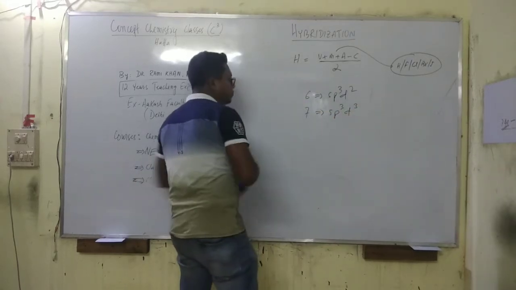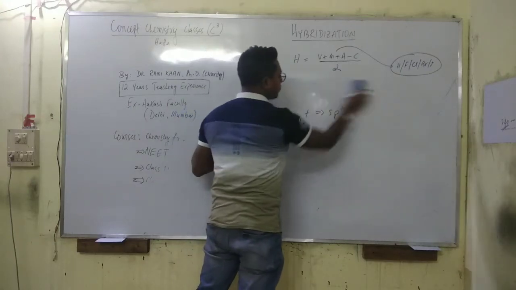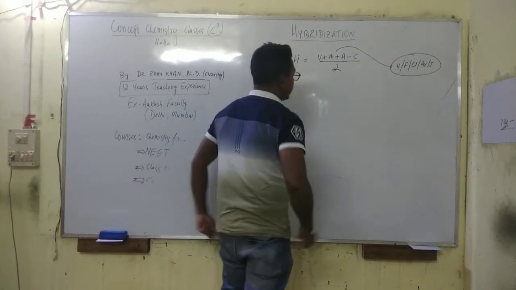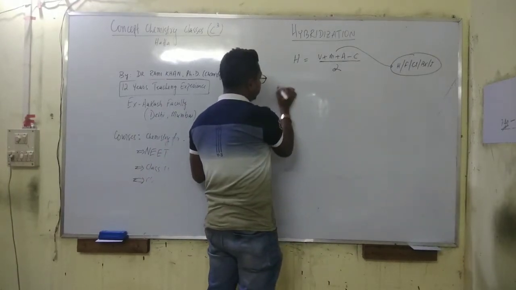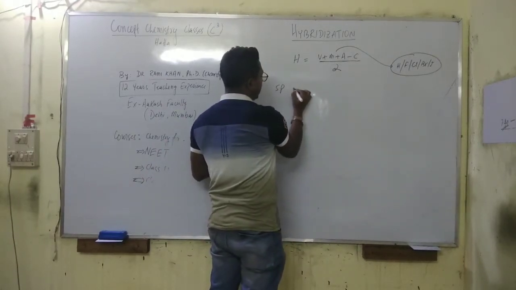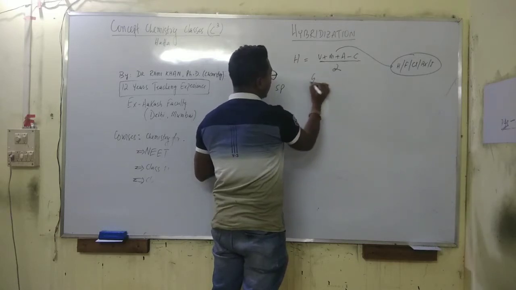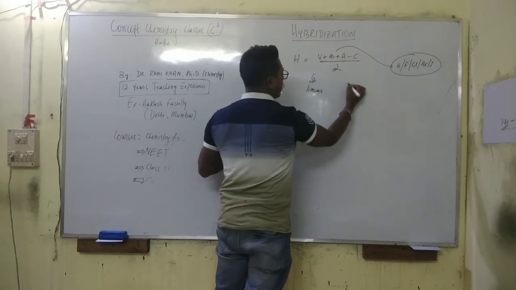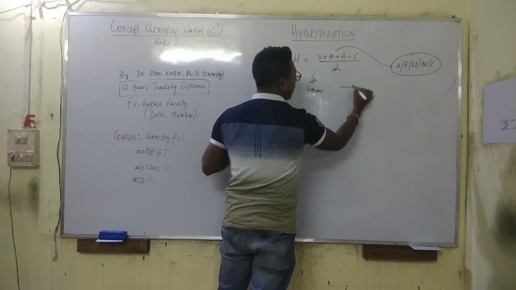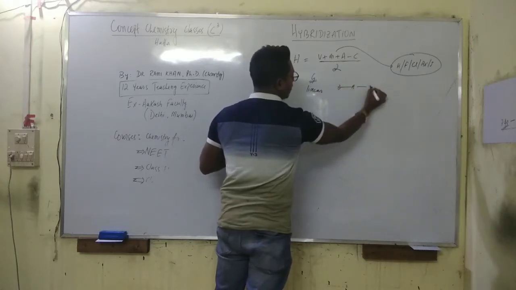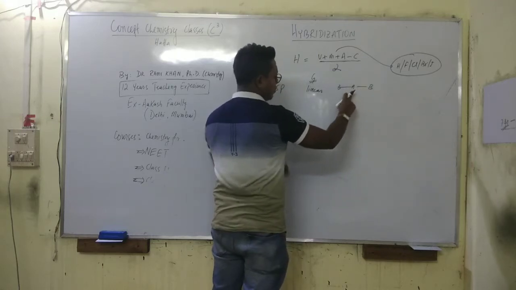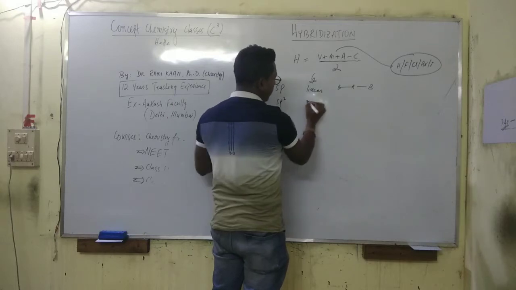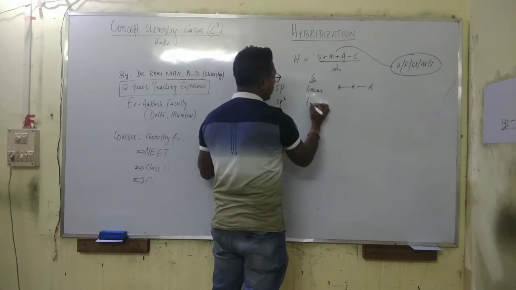Now I'm going to write the geometry and structure of these hybridizations. First of all, for sp, the geometry is linear. The structure is something like this. These are the atoms attached to the central atom A, and for sp2 hybridization, the geometry is trigonal planar.